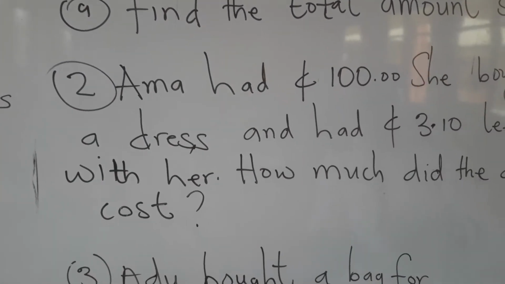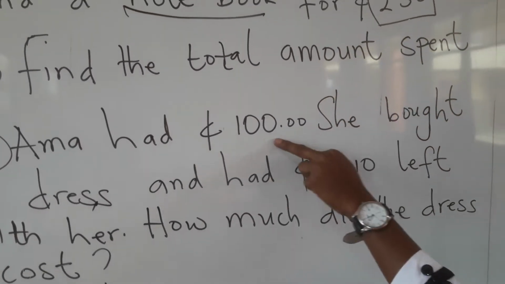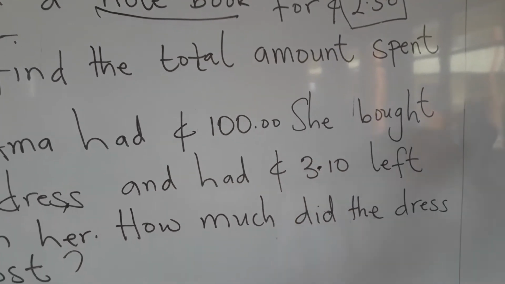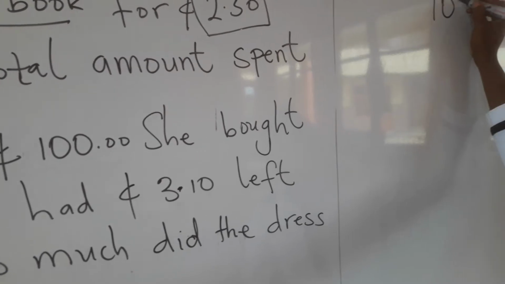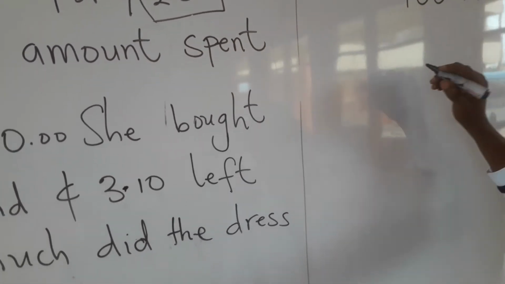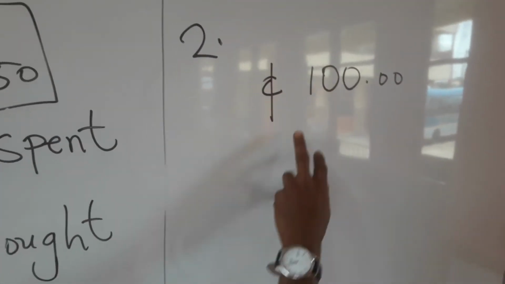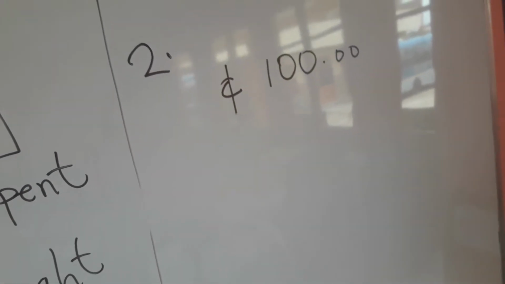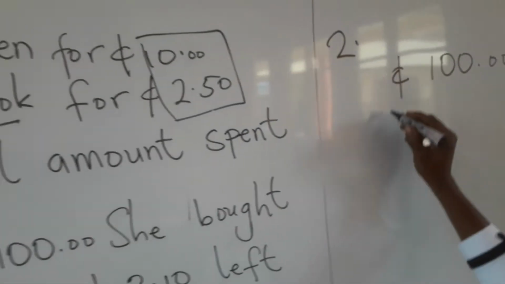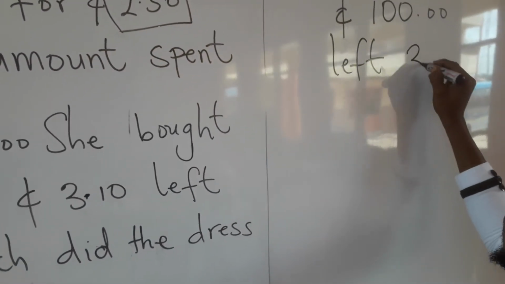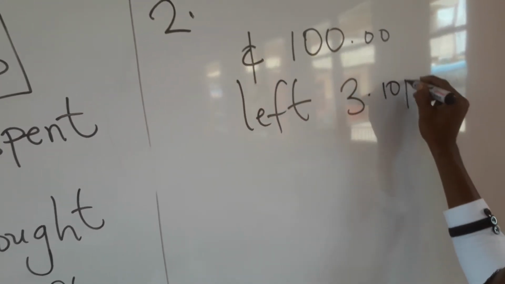She came home and realized that she wants to know the amount that she spent in the market. So she has written her 100 cedis. That is the money she carried along, and then the money left with her is 3 cedis, 10 pesos.